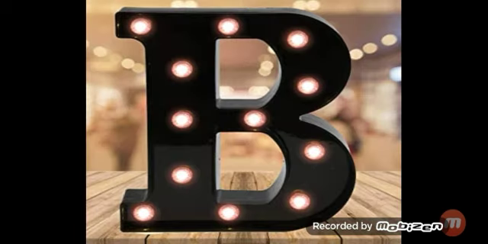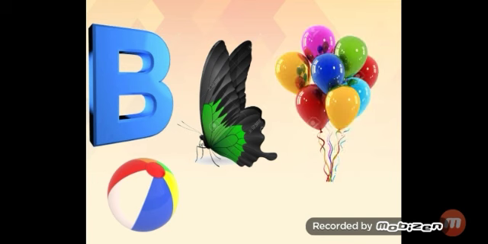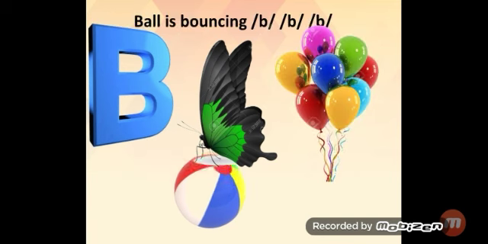The next letter is B. The sound of B is B. B, B. B as in ball, B as in butterfly, B as in balloon. Ball is bouncing, B, B, B.